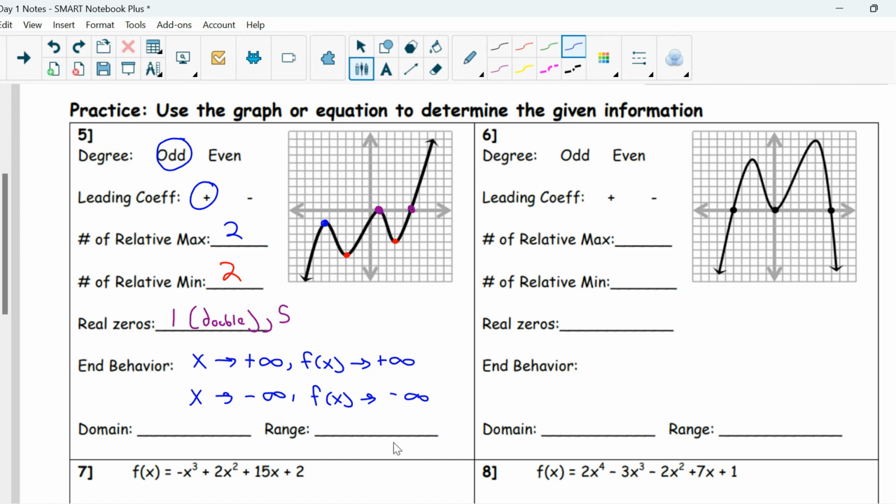Okay, the last two things that I want you guys to write down are domain and range. In this case, my tails are heading opposite directions, and we are heading left and right. So my domain, my x value, is going to be all real numbers, or you could write negative infinity to infinity, doesn't matter. And my range, we're heading opposite directions, so that one will also be all real numbers, or negative infinity to infinity.